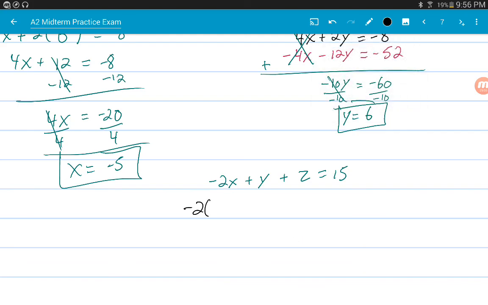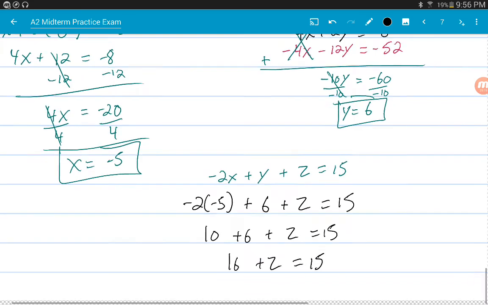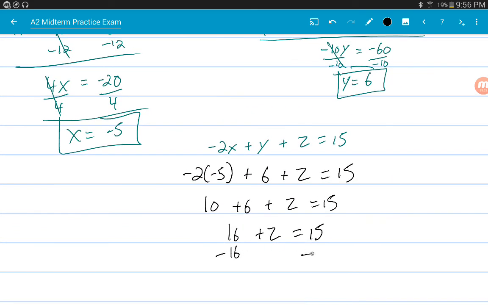So I get negative 2x, which is negative 5, plus y, which is 6, plus z equals 15. This is 10 plus 6 plus z equals 15. 16 plus z equals 15. Minus 16 on both sides. And you're going to get that z is equal to negative 1.